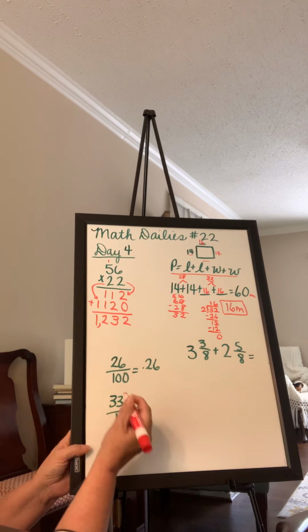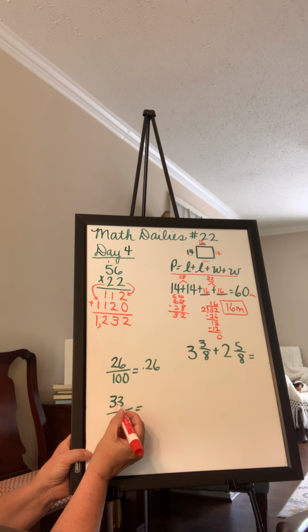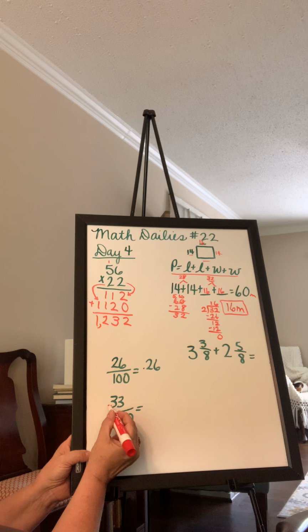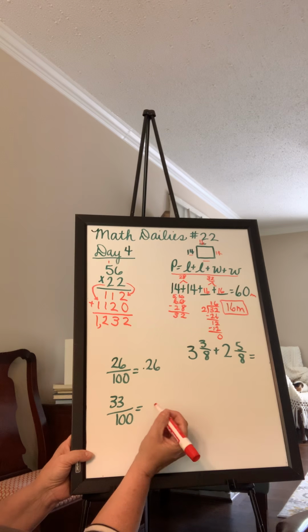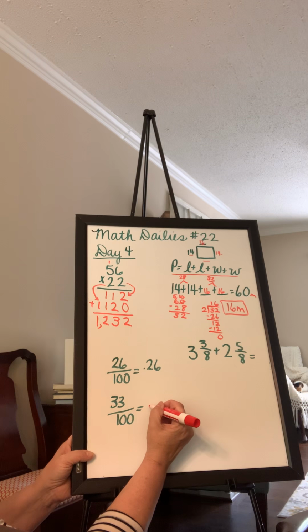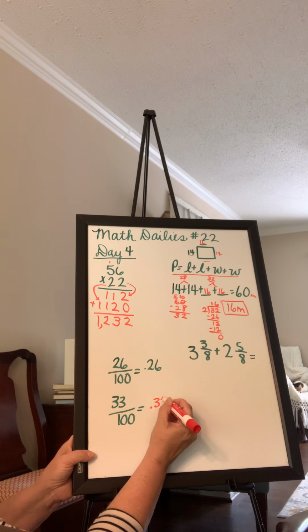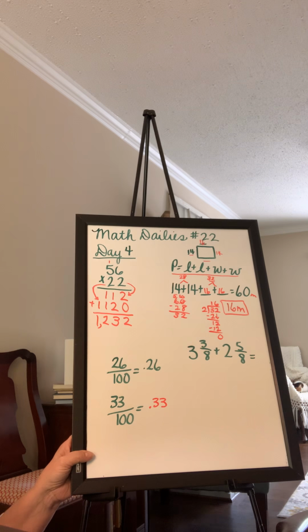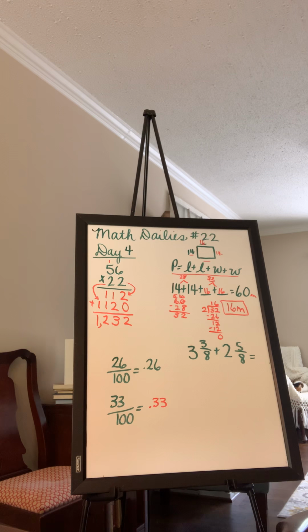So the same thing we do down here is 33 100ths because it's 33 out of 100. Each one of these is like a penny. It would be 0.33 or decimal 33. So it's kind of like 33 cents. Okay? And we'll keep working on those decimals. This is kind of our introduction to it.